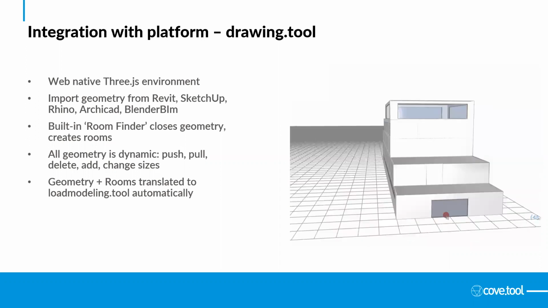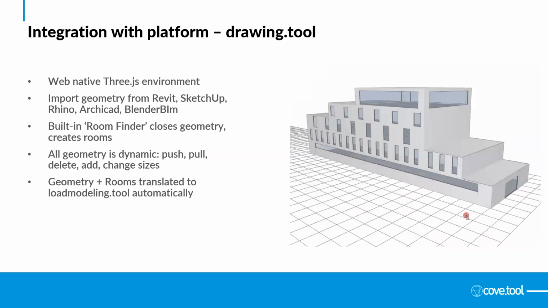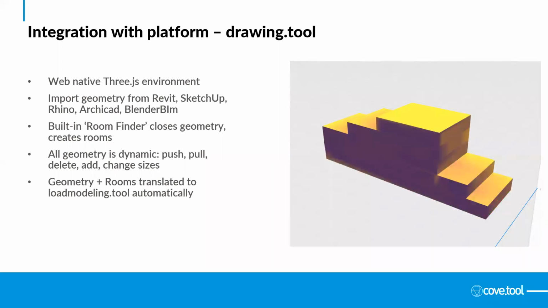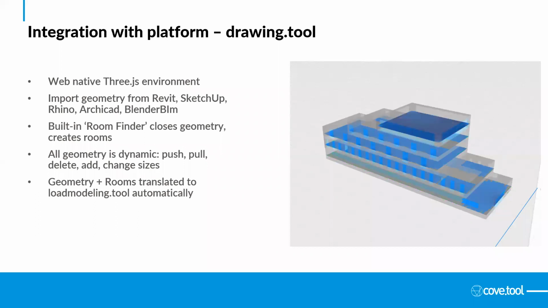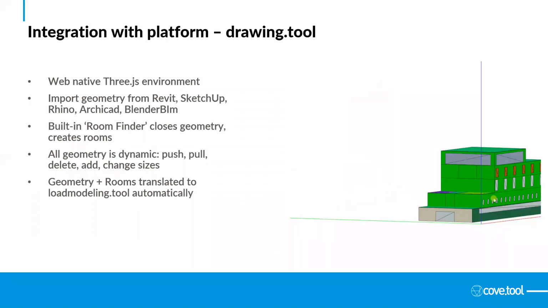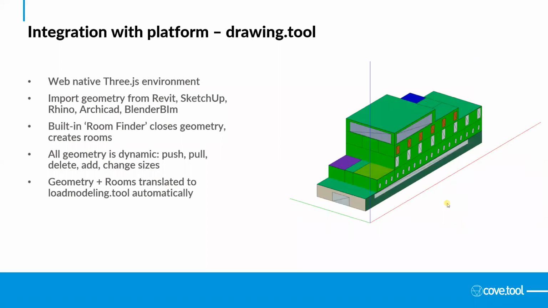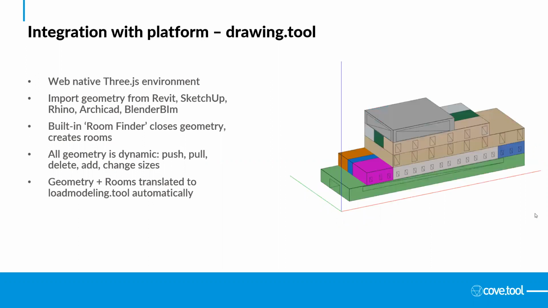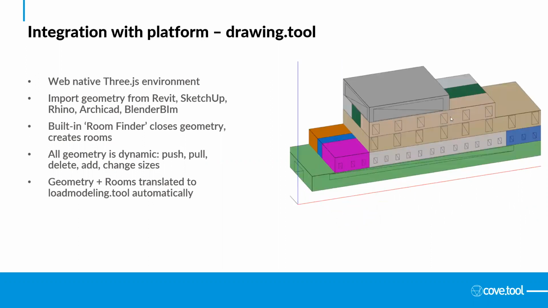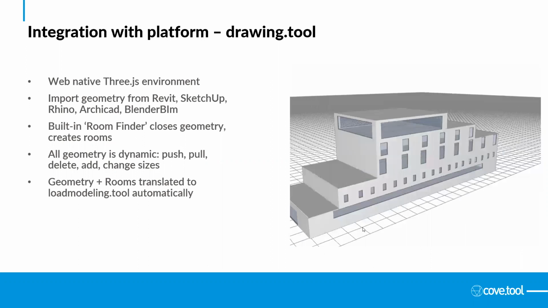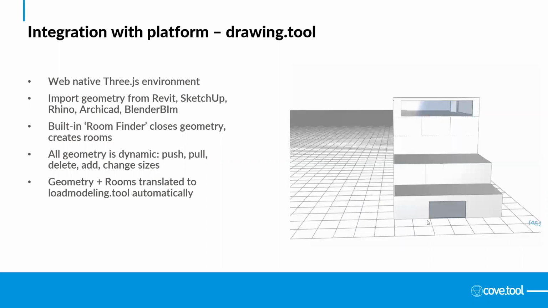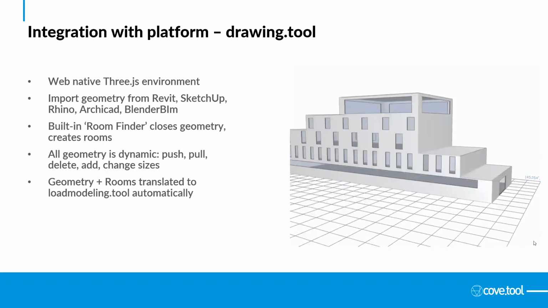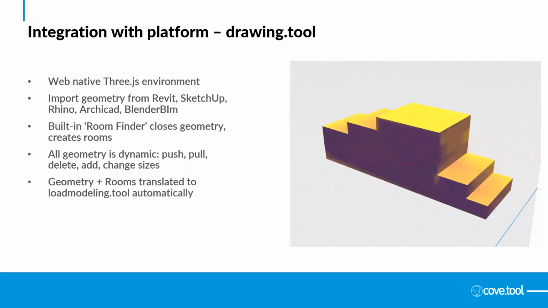A big part of drawing.tool that isn't, unfortunately, visual really in any way is the room finder. And the room finder is essentially a bunch of automation we've baked right in to close geometry for us. So a big challenge with Revit models, and really any model, in particular trying to convert it to a BEM, a building energy model, is closing that geometry. And so the cove.tool approach is we don't require the Revit model or SketchUp model, what have you, to be closed. We don't require there to be rooms or spaces created.